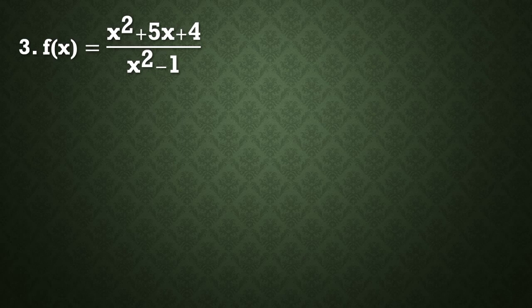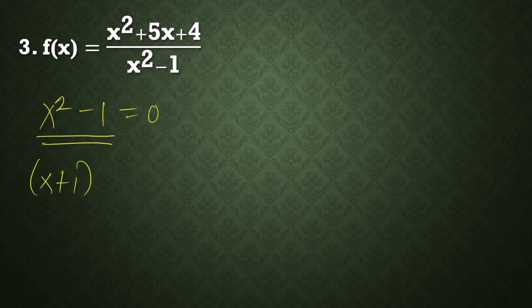So let's have number 3, x squared plus 5x plus 4 all over x squared minus 1. So x squared minus 1 equals 0. And then pwede natin i-factor yung x squared minus 1, difference of two squares, magiging x plus 1 times x minus 1 is equal to 0.